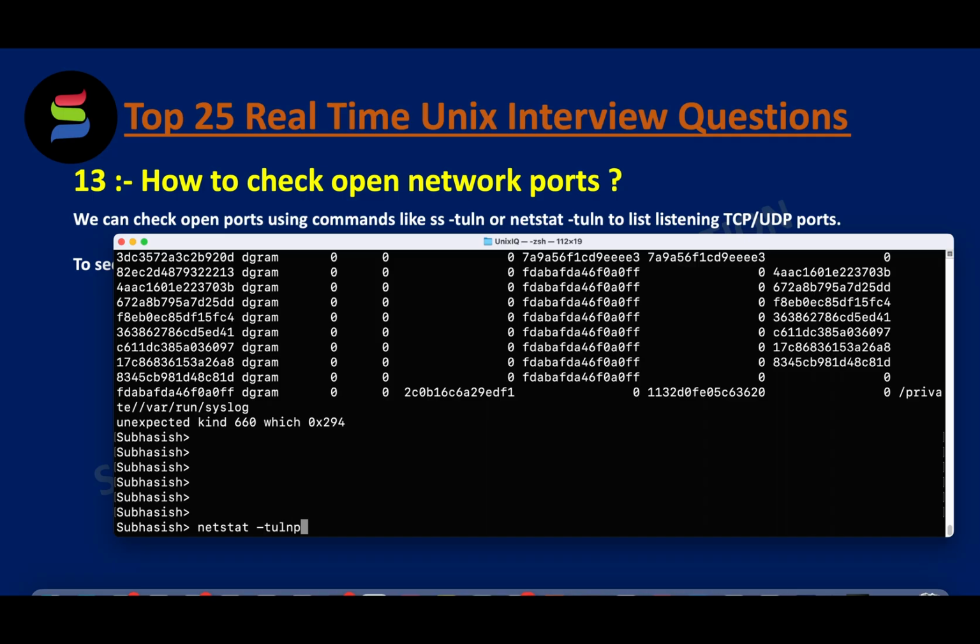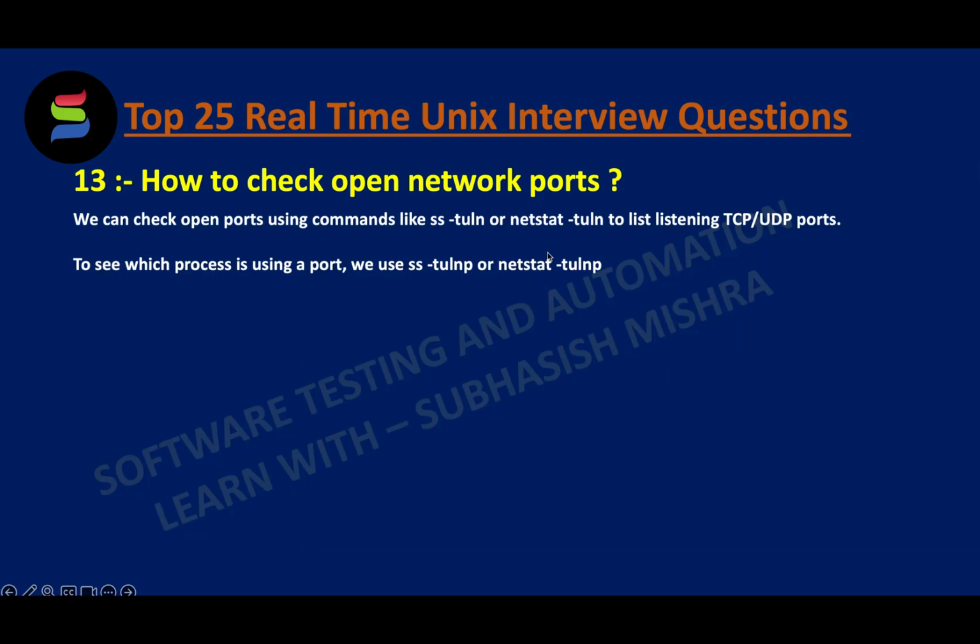On modern systems, the recommended command is ss, which stands for socket statistics. You can use something like ss -tuln. To list ports along with the process using them, you can use ss -tulnp. ss is faster and more accurate, especially on high traffic servers. So to answer your question, here is the detailed answer. You can read it one more time. We will move to the next question.